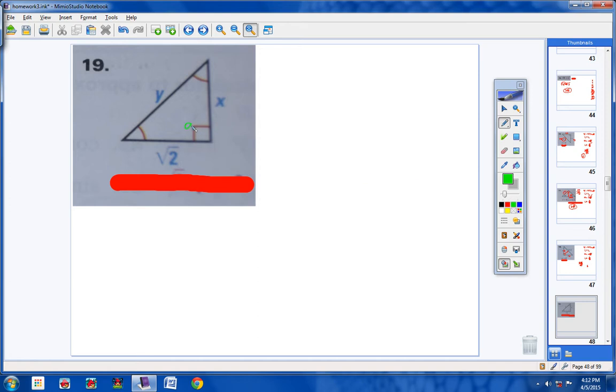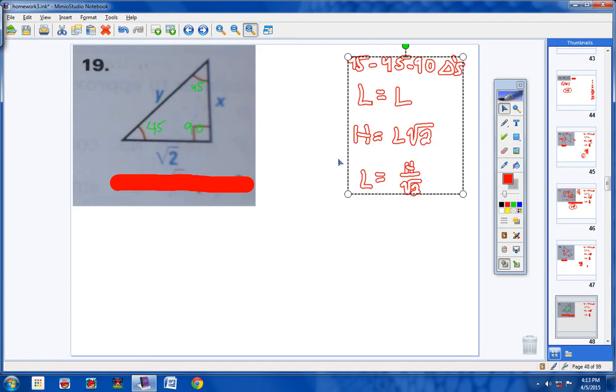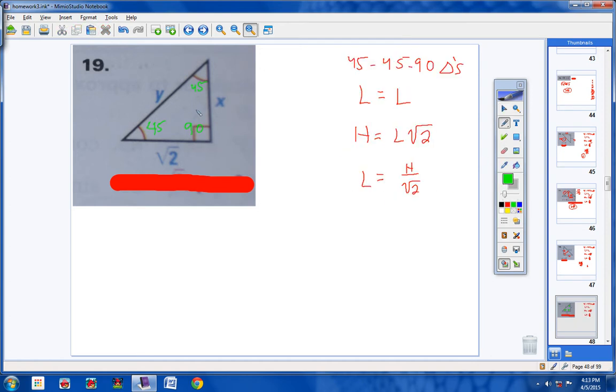You know this is 90. So if you take 180 minus 90, you're left with 90. That means these two angles here have to add up to 90. But look, they're congruent. That means you take 90 and divide it by 2, and you'll get 45 and 45. So we do have a 45, 45, 90 triangle, okay? And they want us to solve for x and y.